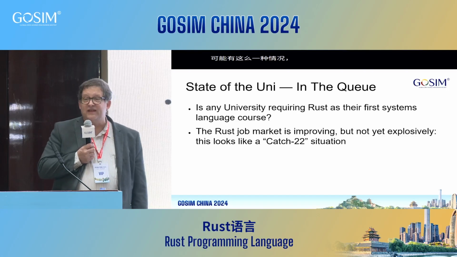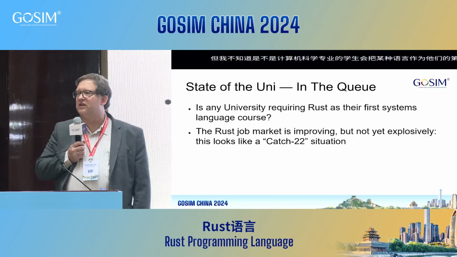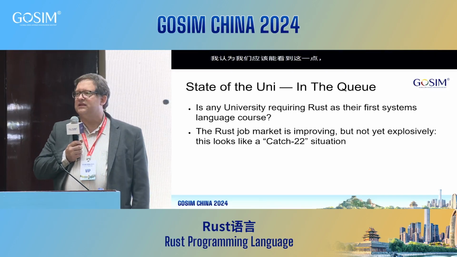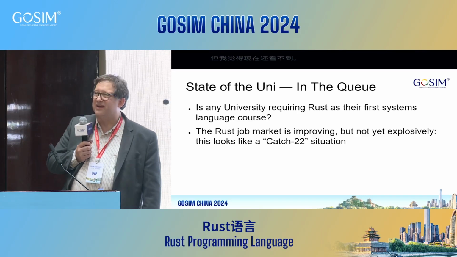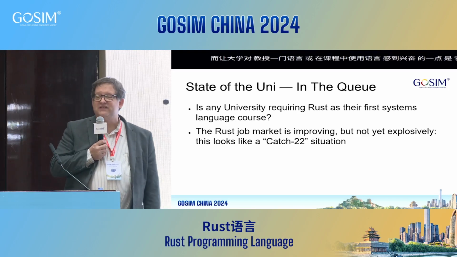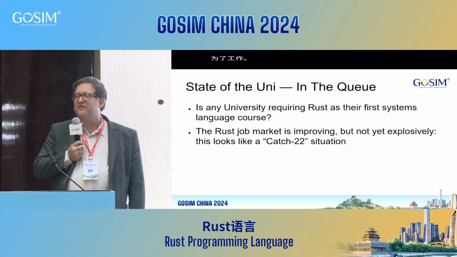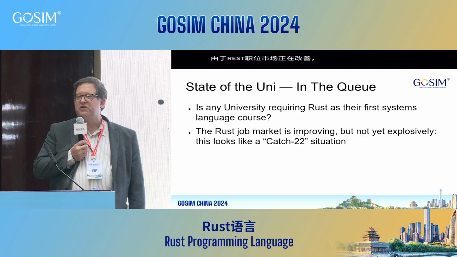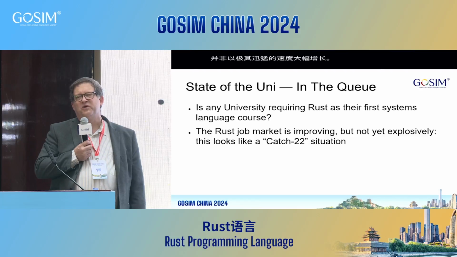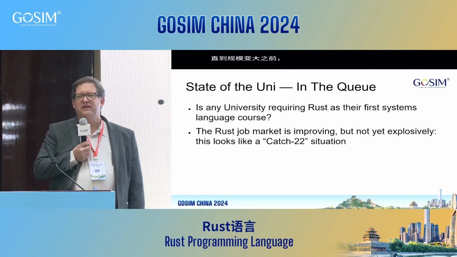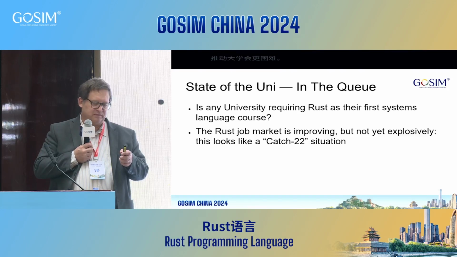And one of the things that makes universities get excited about teaching a language or using a language in their curriculum is that they see it as a way to train for jobs. Because the Rust job market is improving, but not dramatically or very fast, it's going to be harder to push universities until that gets bigger. And the problem there, of course, is that it's not going to get bigger until industry sees that universities are graduating a lot of people. So that's something we have to continue to work on.